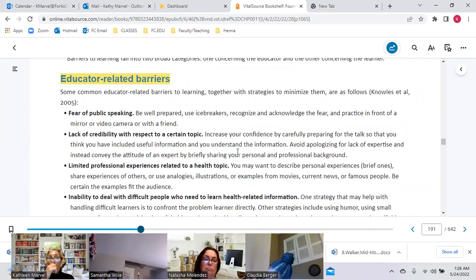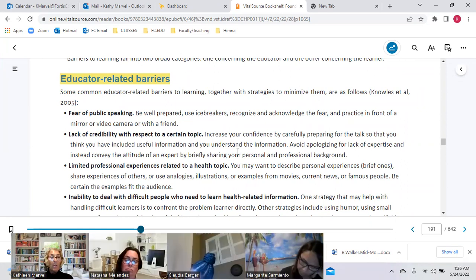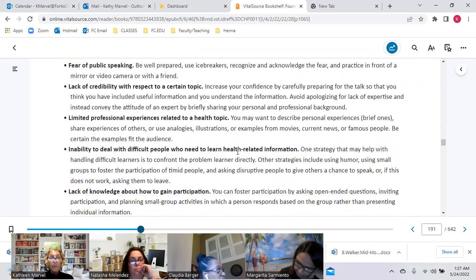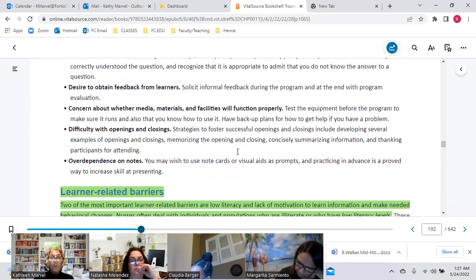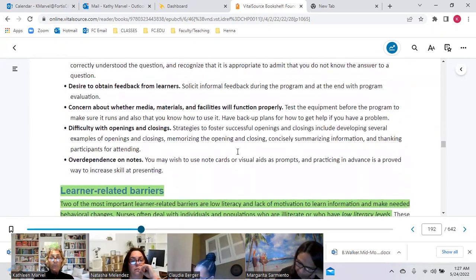So what are some educator related barriers? Does the speaker or teacher have a fear of public speaking? Maybe lack of credibility with a topic, limited professional experience, and so on. Lots of different barriers with the educator.